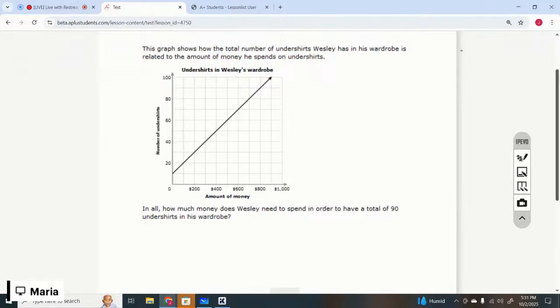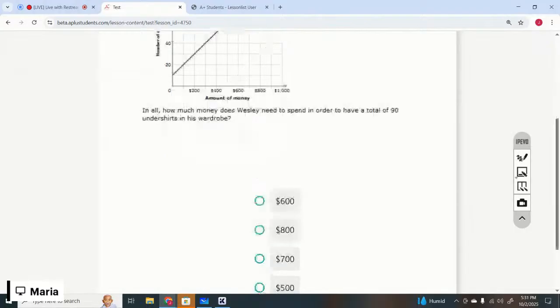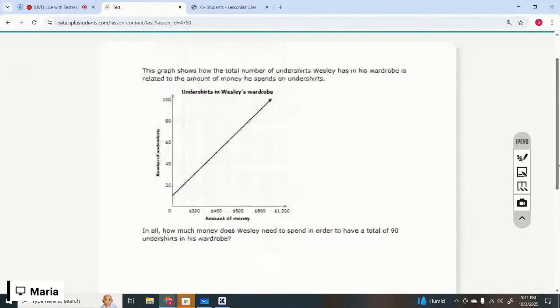90 undershirts. Number of undershirts are here on the y-axis. So match 90 to the x. That is very good. $800 it is. Option number two is the correct option.